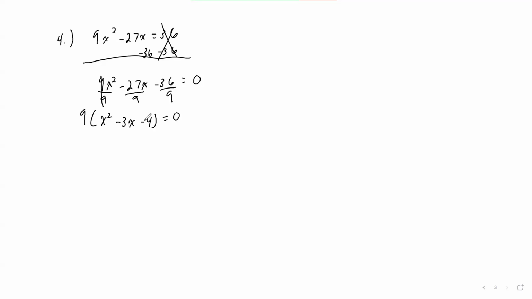Now I'm ready to do the t-chart. So now I need to multiply to my c, which is -4, and add to my b, which is -3. Since I'm multiplying to a negative, one of them has to be a negative, and since I'm adding to a negative, my larger number has to be negative. So I'll start with 1 and 4, and my 4 would have to be negative. So 1 times -4 is -4, and 1 minus 4 happens to be -3. So there's my winners. Don't forget the GCF.